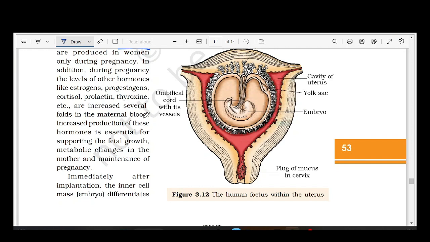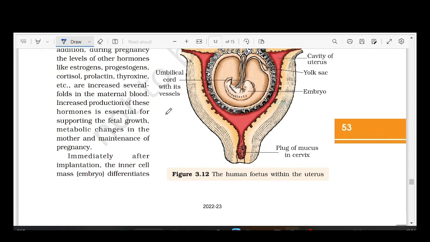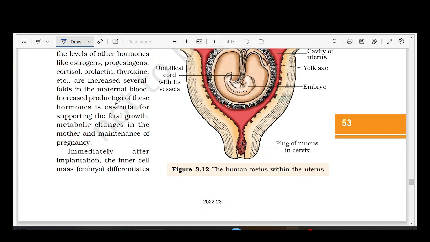Like if you compare a woman's blood when she is not pregnant, then the level of prolactin will be very low, thyroxine will be very low, estrogen, progesterone will be very low, cortisol will be very low. But if you compare a pregnant woman's blood level of estrogen or progesterone or cortisol or thyroxine or prolactin, then it will be very high. Increased production of these hormones is very essential. Why do the hormones increase? Because they are very essential for supporting the fetal growth and the metabolic changes in the mother as well as the maintenance of the pregnancy.